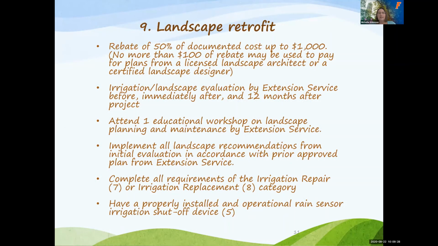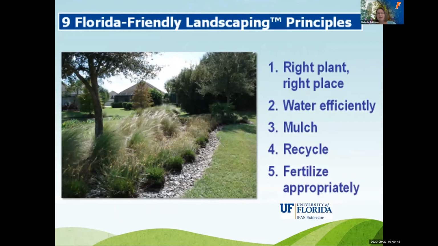There's also a landscape retrofit. It does go hand in hand with the irrigation retrofit or replacement. And things like mulch or drought tolerant plants can be covered under this retrofit. So if you have any questions about the rebate program, feel free to send us an email, give us a call. We're happy to cover that with you.